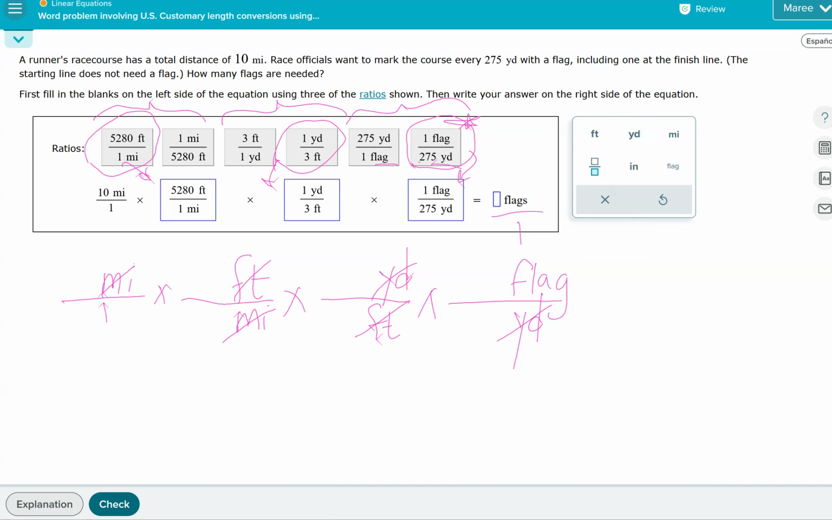Now for the number part, we're going to use our calculator, and I ignore ones because when you're multiplying by 1, you just get the same thing. So I just ignore them. In the numerator, we multiply all the numbers in the numerator together.